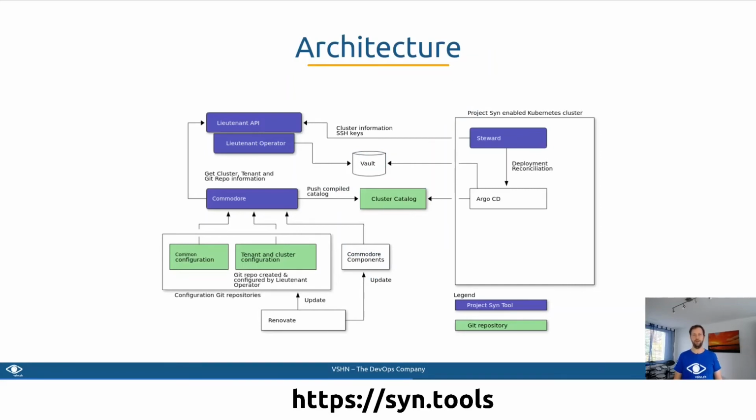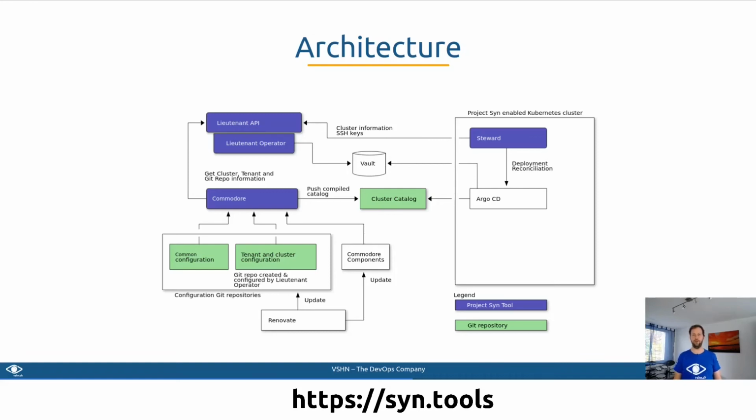I won't go into details here because that would take another hour. In the middle we have Commodore, which is the component which compiles the catalog for a Kubernetes cluster. For being able to do that, it talks to Lieutenant, which has a list of all available Kubernetes clusters, including their parameters. With these parameters, it is able to compile these Commodore components and parameterize them and store the result of it into a Git repository.